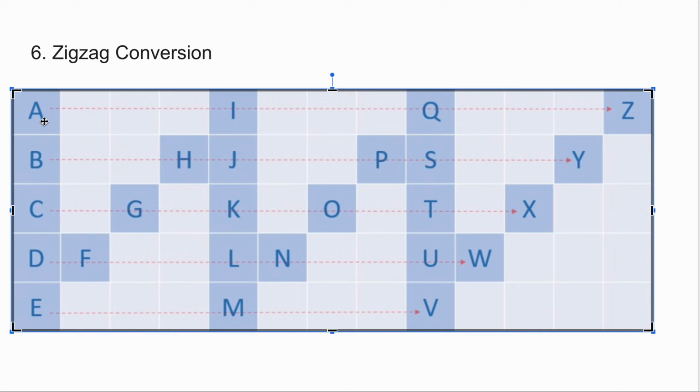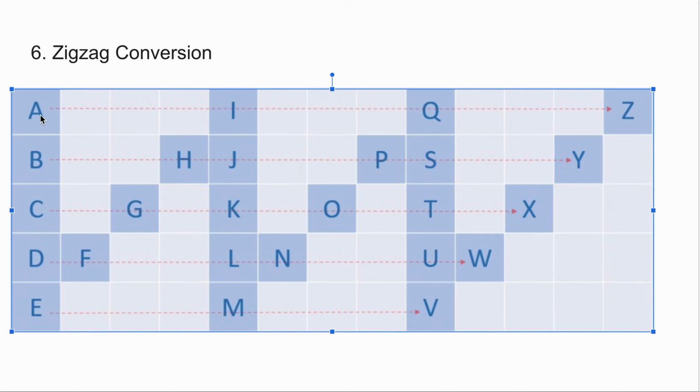How can you form the string? What is the difference between A and I? The difference is 8, or 5 into 2 minus 2. Why? We are traveling 5 times down and we are also traveling 5 times up, but I and E will be excluded since they are the diagonal elements. So it is 5 into 2 minus 2, that will be 8. Similarly, the difference between C and K is also 8. Similarly, B and J is also 8.